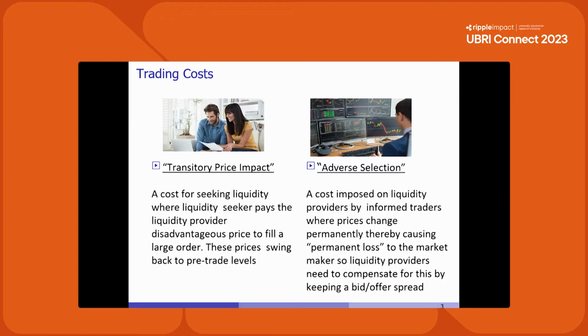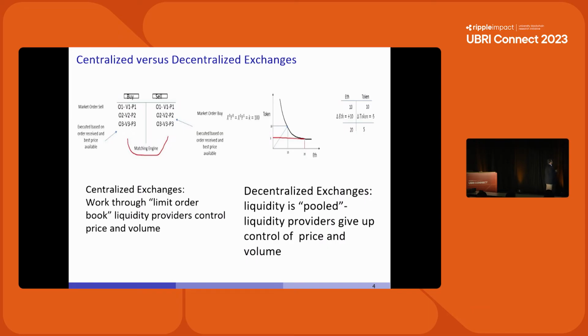Now that we understand the two types of costs, we also have two types of exchanges. We have a centralized exchange, which works through stacks of bids and stacks of sell and buy orders. Liquidity providers have the ability to control how much volume they want to provide liquidity for and at what price. So they keep control. And then there's a matching engine that sets market orders and meets buyers with the sellers the liquidity providers are providing.